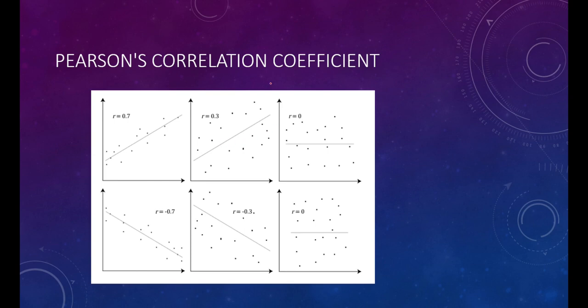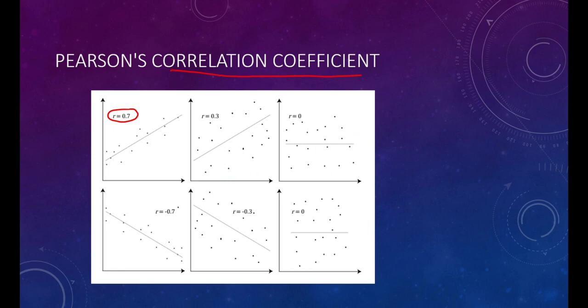Here are some examples of the correlation coefficient. The first one, the r value is 0.7. It's very close to 1, so it's pretty much linear. Here the r value is 0.3. It's very close to 0, so you can see that the dots are all scattered everywhere. There's not really a strong relationship. When r is equal to 0, it's completely random and there's no relationship at all.